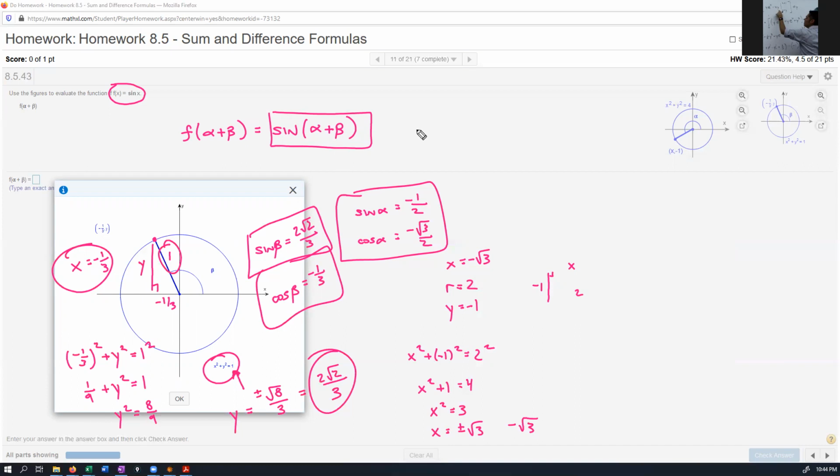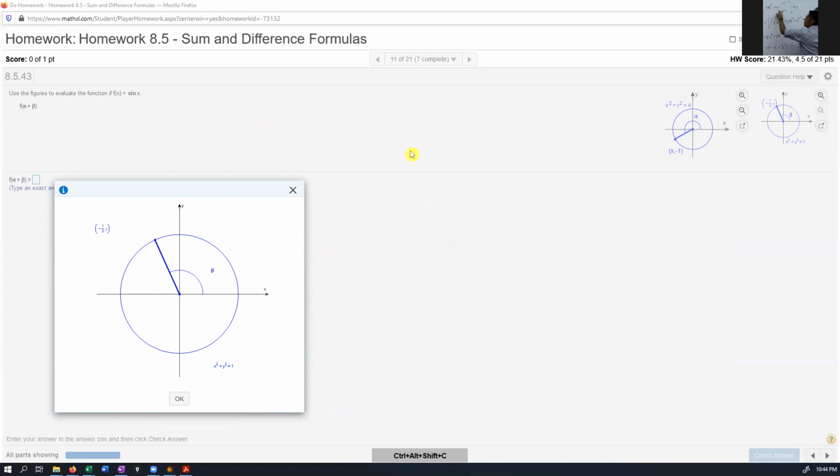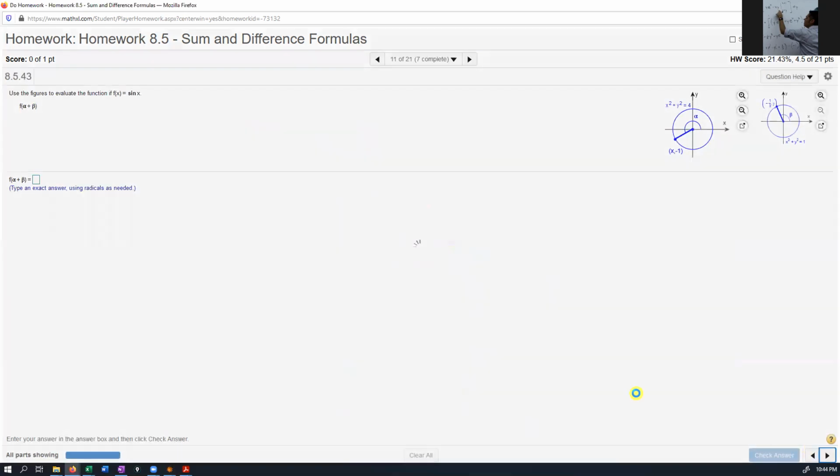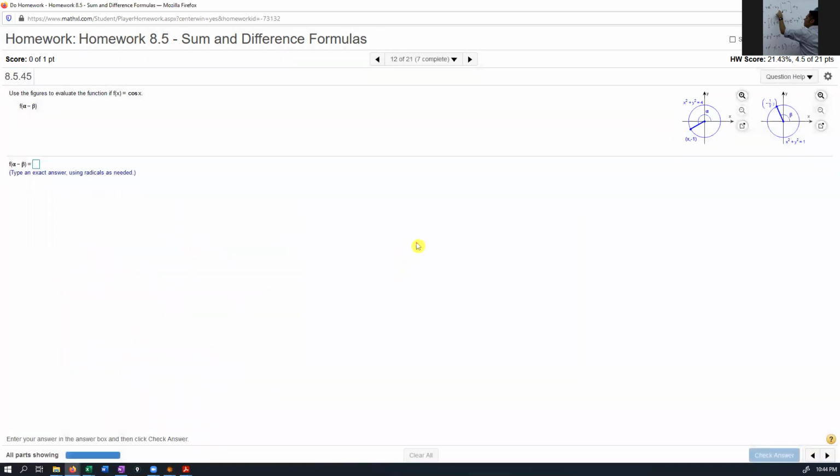All right, I'm not going to put it in. That gives you enough, I think, to do the problem. Same thing, this one's the same, except it's cosine instead. So you want to know cosine of alpha minus beta, and then you just use these again. Actually, those are the same circles. Looks like, yeah.